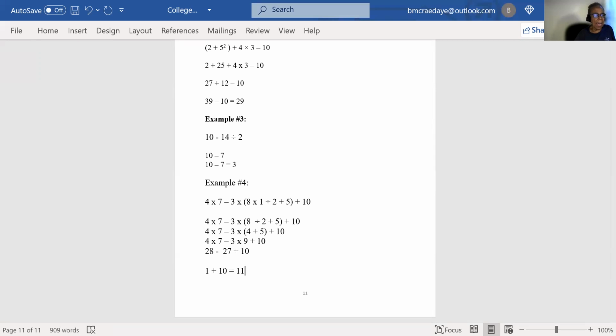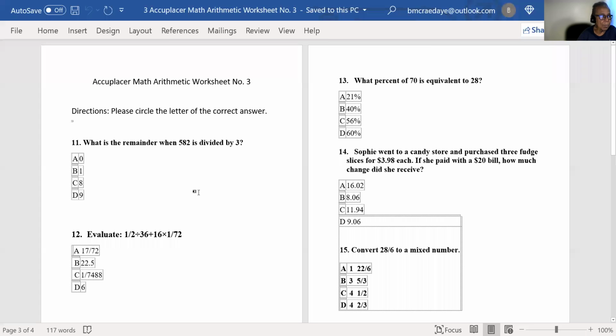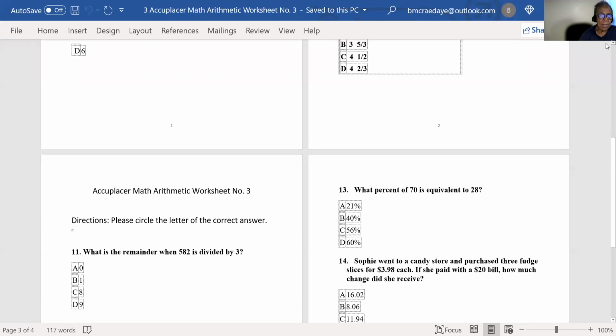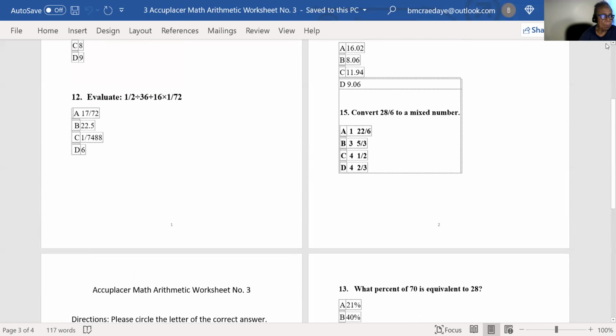Now let's look at our worksheet. It has a variety of problems. So let's go to a new share and see what to do. Okay. Math worksheet number 3. Now, you know what remainder is. Remainder from when you divide something, what is left over is remainder. So if you divide 582 by 3, let's do that.